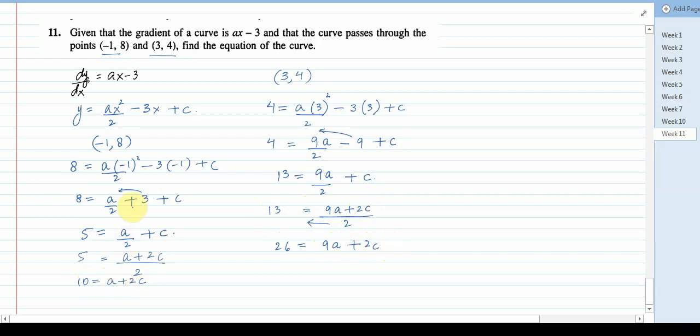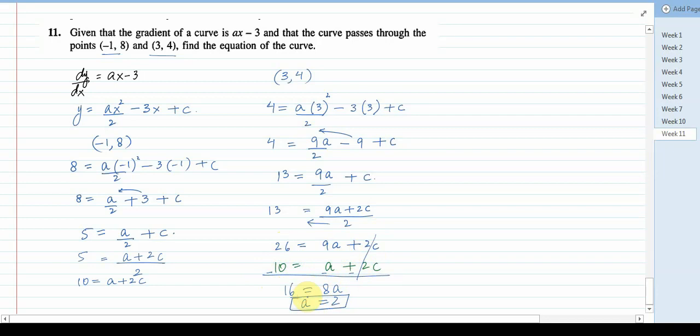I will use the first equation. So it's 10 equals a plus 2c. I am applying the elimination method here. So 2c and 2c cancel. Change the sign. Right? 9a minus a, it's 8a. 26 minus 10, it's 16. And the value of a is 2.